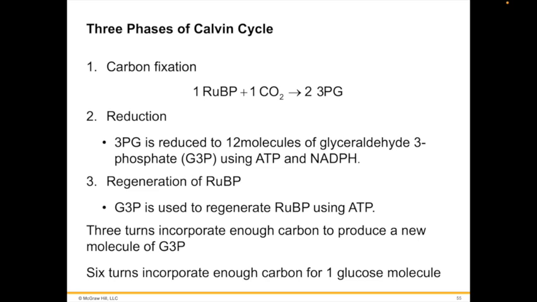The carbon fixation reaction produces 2 molecules of 3-carbon acid, PGA. PGA is then reduced to G3P by reactions that are essentially a reverse part of glycolysis. And finally, G3P is used to regenerate RuBP. 3 turns of the cycle incorporate enough carbon to produce a new molecule of G3P, and 6 turns incorporate enough carbon to synthesize 1 glucose molecule.